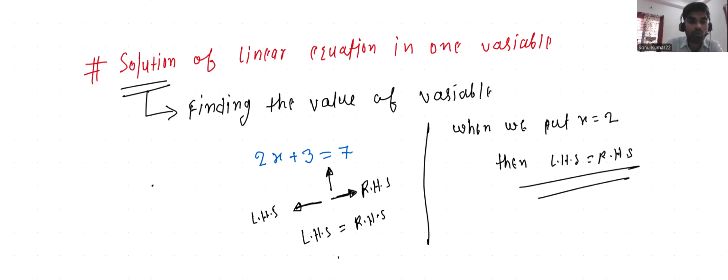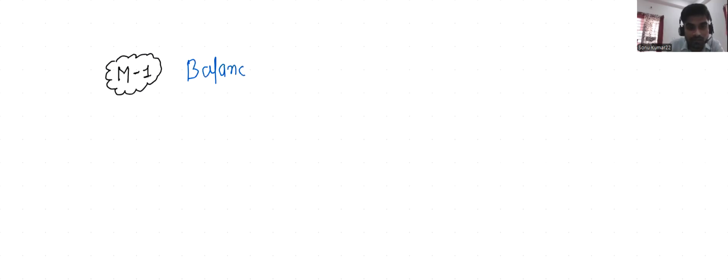Now we are going to discuss the solution of a linear equation in one variable, method number 1. Method number 1 is called the balancing method. In the balancing method, whatever operation you do on the left side, you have to do the same operation on the right side also, and vice versa.